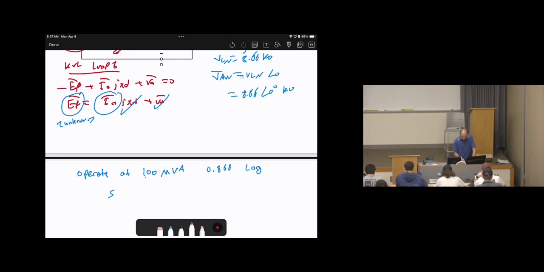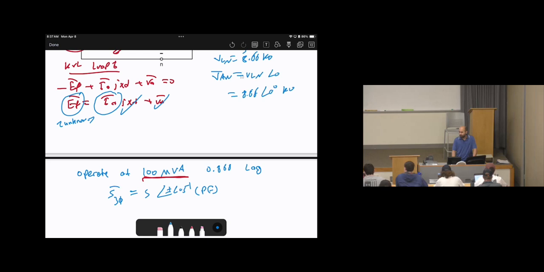Is this the single phase or three phase power? Three phase, because there is no information saying this is single phase, so the default is three phase. So we can say the three phase power S equals S angle cosine inverse of the power factor. It can be plus or minus if it's leading or lagging.